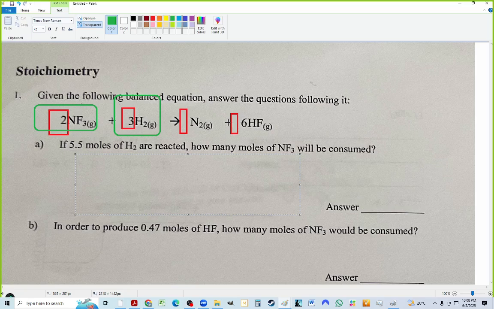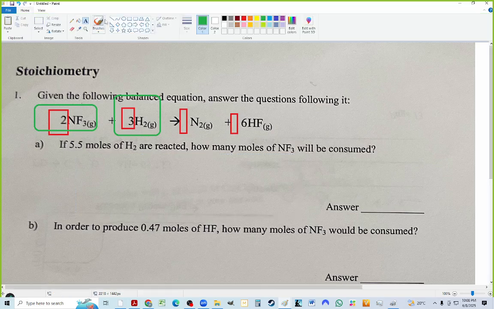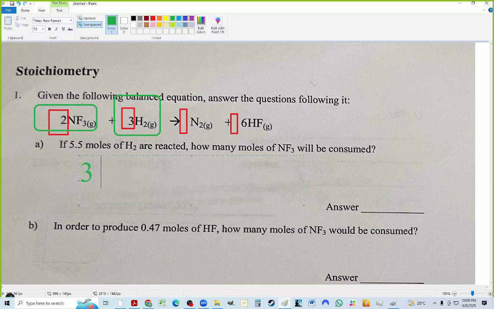5.5. No, that's the information they gave us. I put a red square around the equation up above. How many moles of H2 relate to how many moles of NF3? The green squares are what we're concerned about in this question, and I'm talking about the red squares right here. H2, we have 2 moles of NF3. So I'm going to write it like this: 3 moles H2, 2 moles NF3. Good?